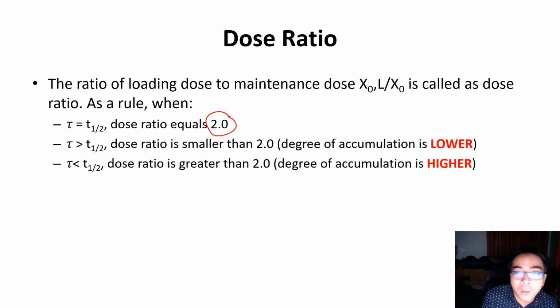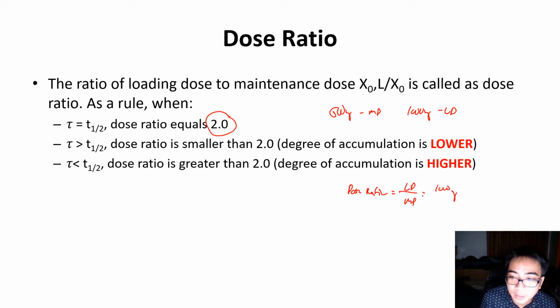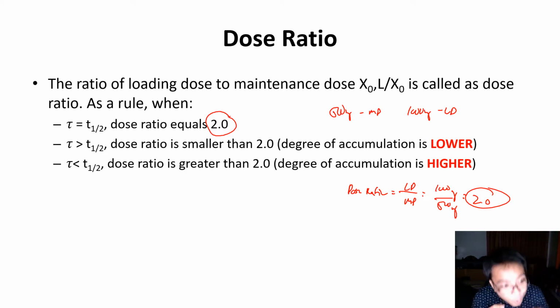So, normally, halimbawa, kung ang maintenance dose ko is 500 milligrams, normally, ang loading dose ko would be 1,000 milligrams. Kasi, so, dose ratio, di ba? Loading dose divided by maintenance dose. So, 1,000 divided by 500 milligrams, and you get 2. Okay? Now, that's a good dose ratio. Right? Yun yung goal natin.